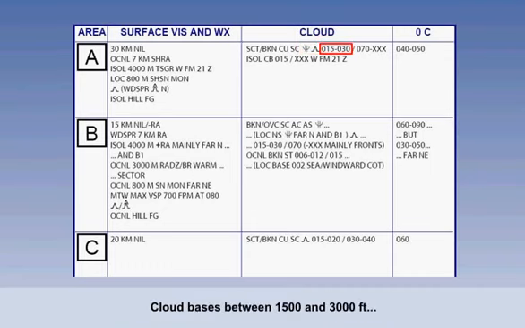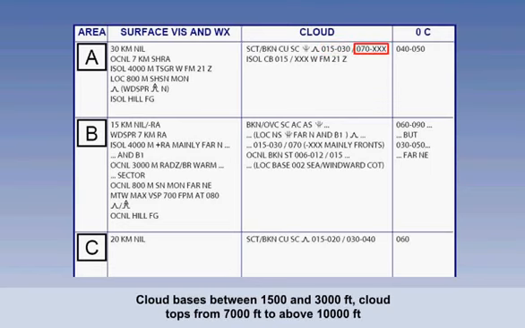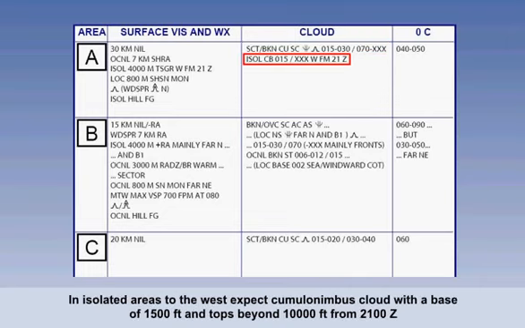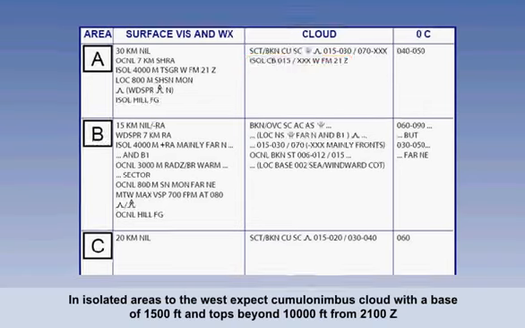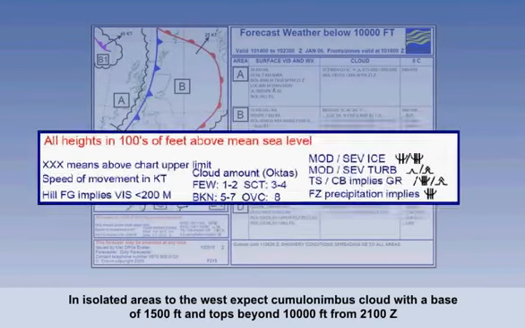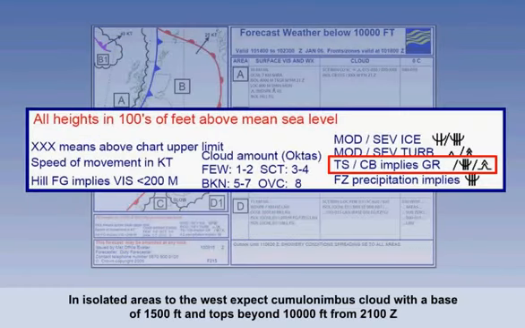Cloud bases range from 1,500 feet to 3,000 feet above mean sea level, and cloud tops range from 7,000 feet above mean sea level to above the chart level of 10,000 feet above mean sea level. In isolated areas there may be cumulonimbus clouds with bases of 1,500 feet, and tops extending to above the chart level, to the west of the area, any time from 2100 Zulu. You should note especially that when cumulonimbus clouds are indicated, it is implicit that there will be associated severe icing, severe turbulence, and hail.